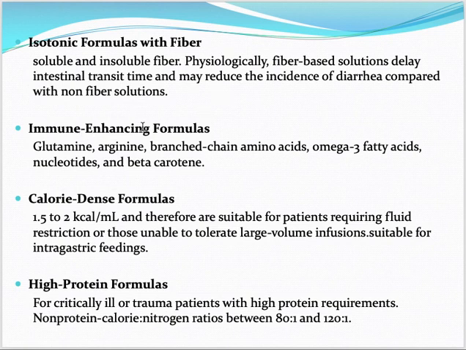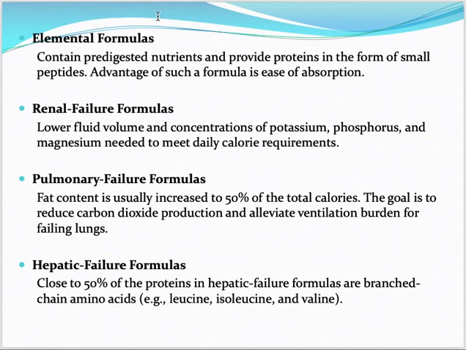Then there are immune enhancing formulas. They have glutamine, arginine, omega 3 fatty acids, and things like this. There are calorie dense formulas, which carry 1.5 to 2 kilocalories per ml. There are high protein formulas. Then there are elemental formulas. There are renal failure formulas. Like in renal failure patients, we cannot give them much potassium, for example. So see, low fluid volume, we cannot give them more fluid, and concentration of potassium, phosphorus, and magnesium needed to meet daily calorie requirement.